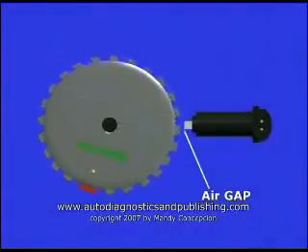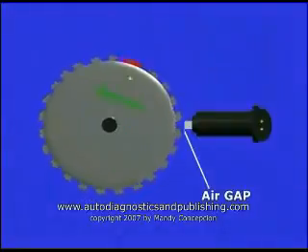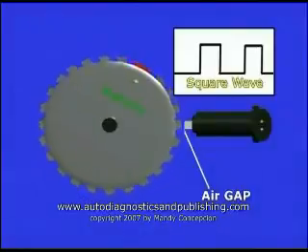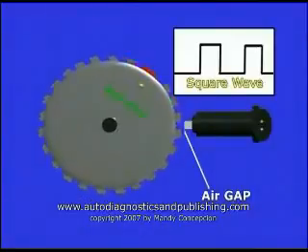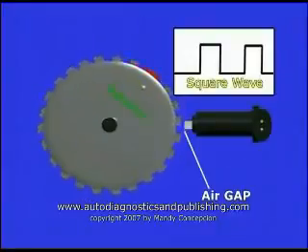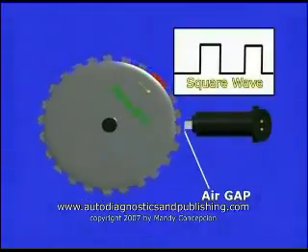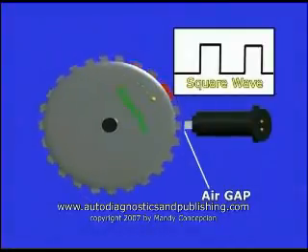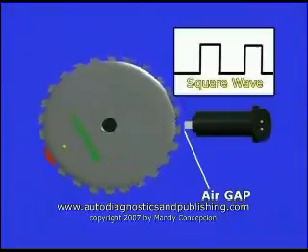The amplitude of a 2-wire magnetic sensor is directly affected by the air gap between the sensor and the reluctor wheel. The amplitude is also affected by the speed of rotation of the reluctor wheel. Magnetoresistive and Hall effect sensor amplitude is not affected by the speed of rotation of the reluctor or toothed ring. However, these 2 sensors are affected by the air gap between the sensor and the reluctor ring.